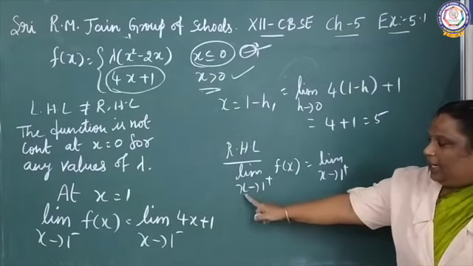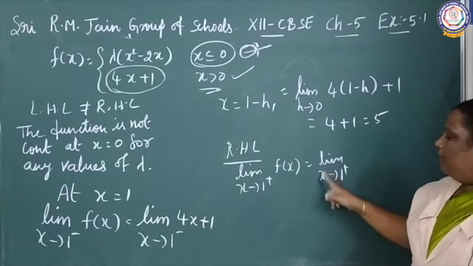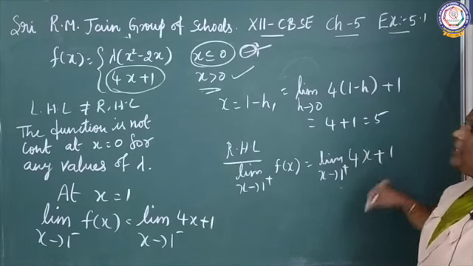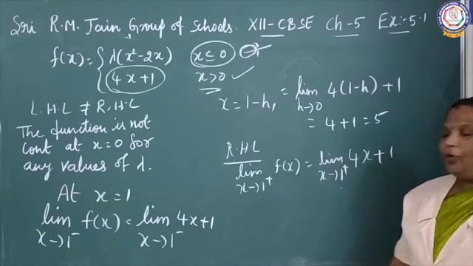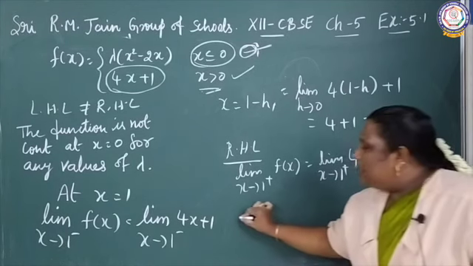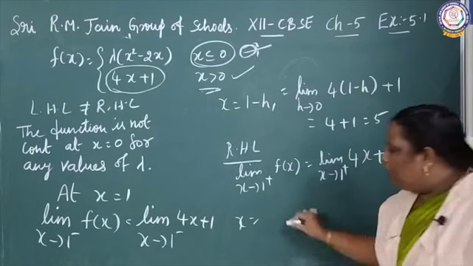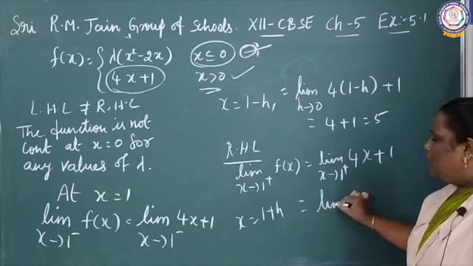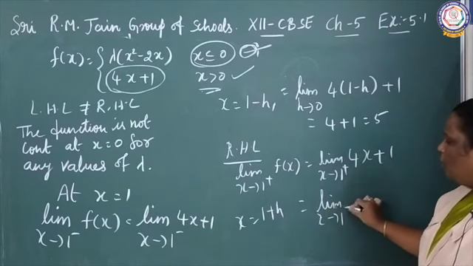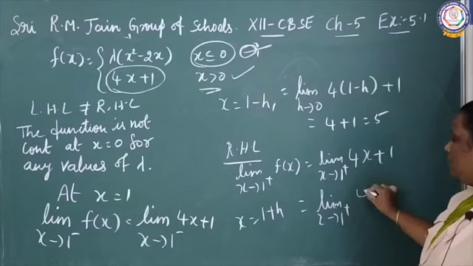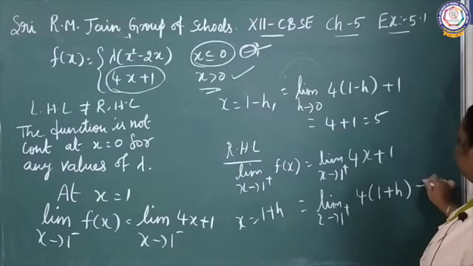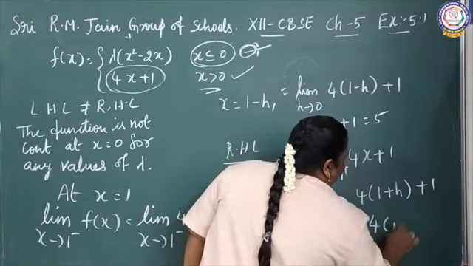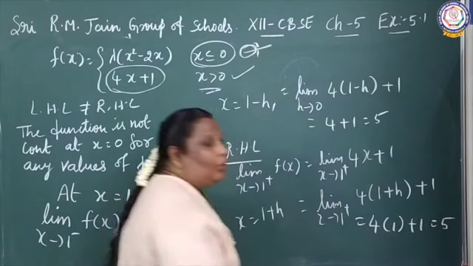So limit x tends to 1 plus f of x equal to limit x tends to 1 plus, what is the f of x value? 4x plus 1. See here, what is the x value here? A plus h, which is nothing but 1 plus h. Limit x tends to 1 plus, 4 into 1 plus h plus 1. H tends to 0, it gives 4 into 1 plus 1, the value is equal to 5.